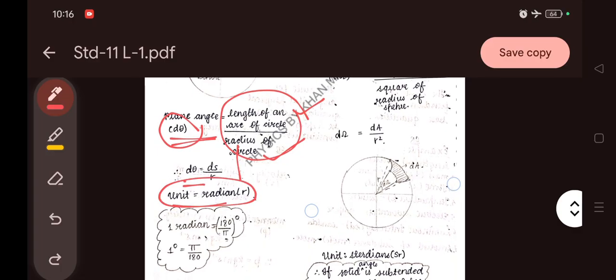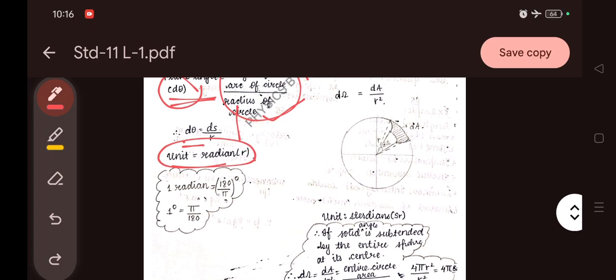Now from a very long time, I would say from 10th or 9th standard, we know how to convert radian to degrees and degrees to radian. 1 radian is nothing but 180 by pi degrees, and 1 degree is nothing but pi by 180 radian.